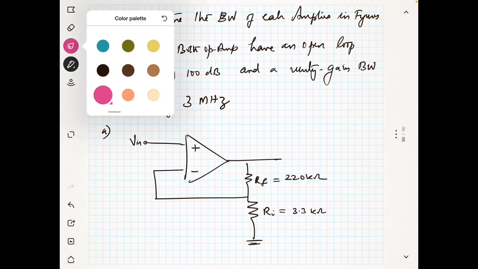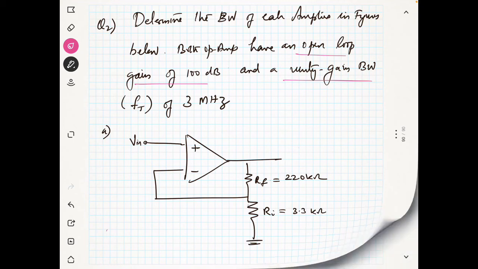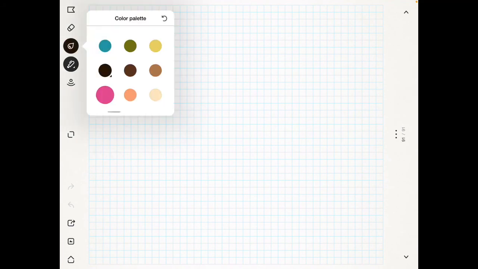From this question itself I can easily find what is my B. Is it required? We will see whether it is required or not. It has been given a lot of things like the open loop gain of the amplifier is 100 dB and the unity gain bandwidth is 3 megahertz. We have to determine the bandwidth of each amplifier. So unity gain bandwidth has been given.